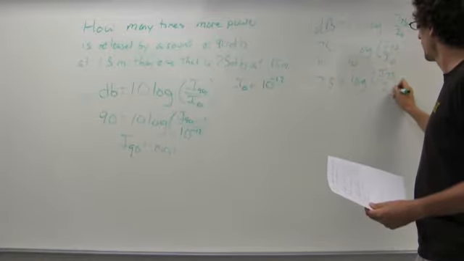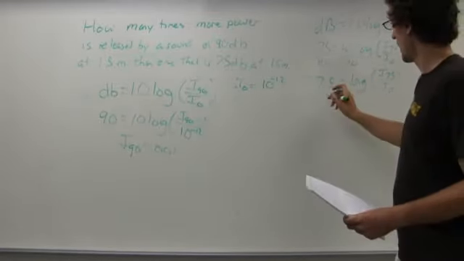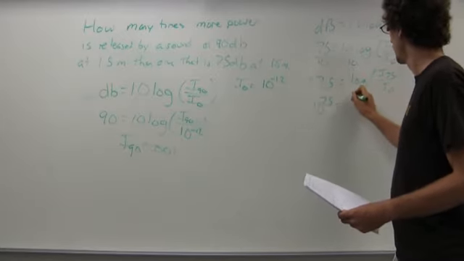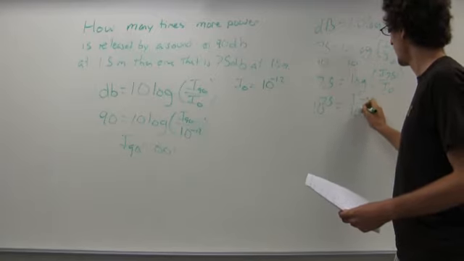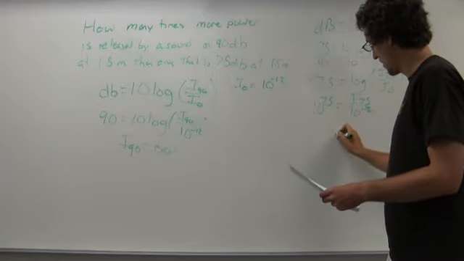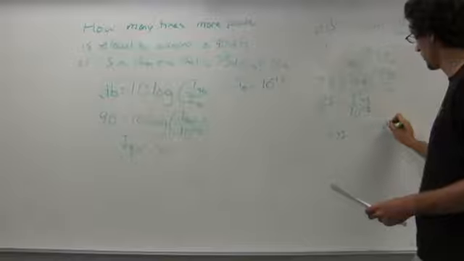The answer is we take it to the power of 10. So we get 10 to the 7.5 equals I75 over 10 to the negative 12. And we end up getting that I75 is equal to 0.000032.